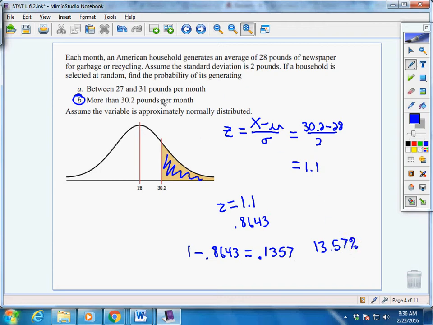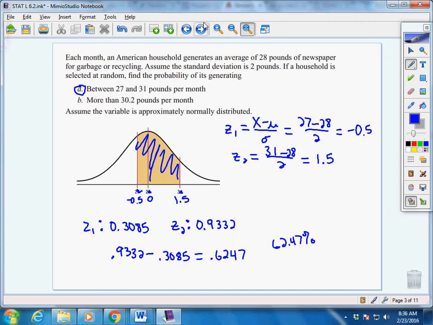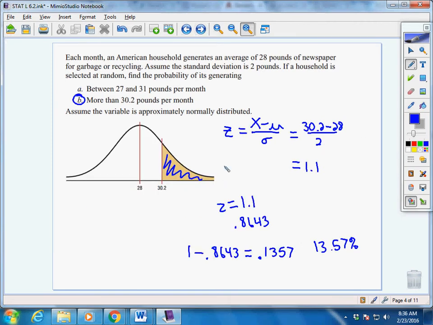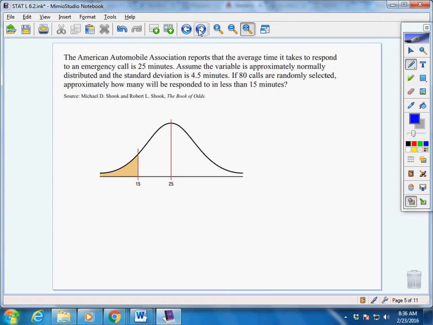13.57% of the households are going to generate more than 30.2 pounds of newspaper for garbage or recycling each month. So use the curve to know whether we have to find the two values for between, or we have to go 1 minus if we're looking to the right. One more example.